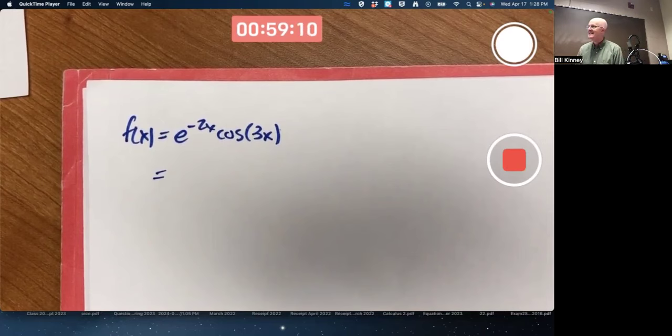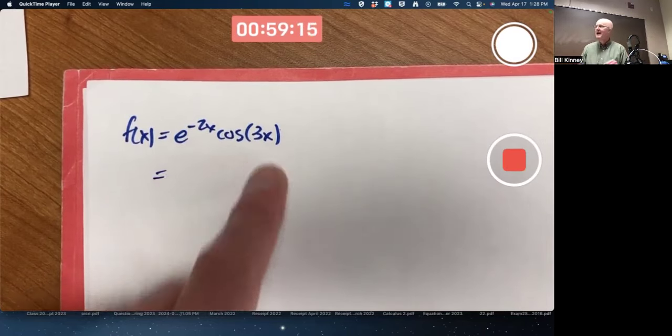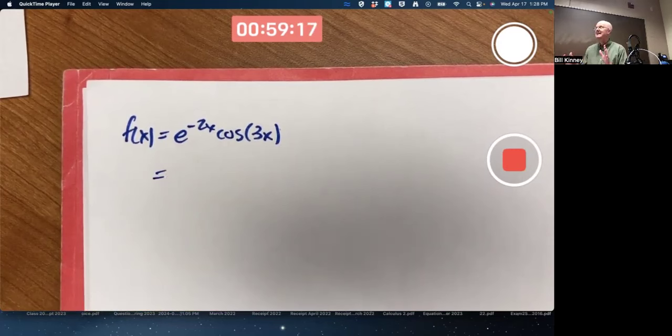Use the series for e to the x and cosine of x, substitute negative 2x and 3x, and then multiply the series. Is that really better? It is. Might not sound better, but it is.